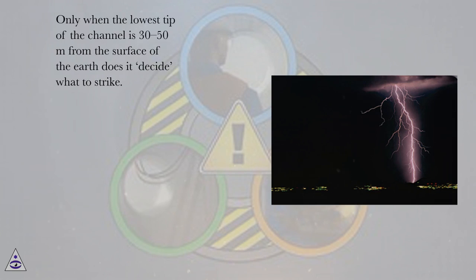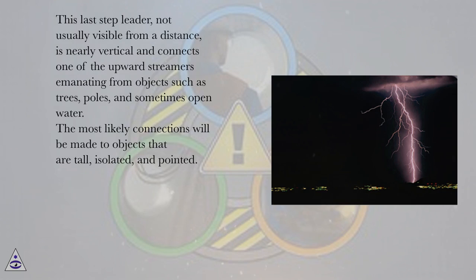Only when the lowest tip of the channel is 30 to 50 meters from the surface of the earth does it decide what to strike. This last step leader, not usually visible from a distance, is nearly vertical and connects to one of the upward streamers emanating from objects such as trees, poles, and sometimes open water.